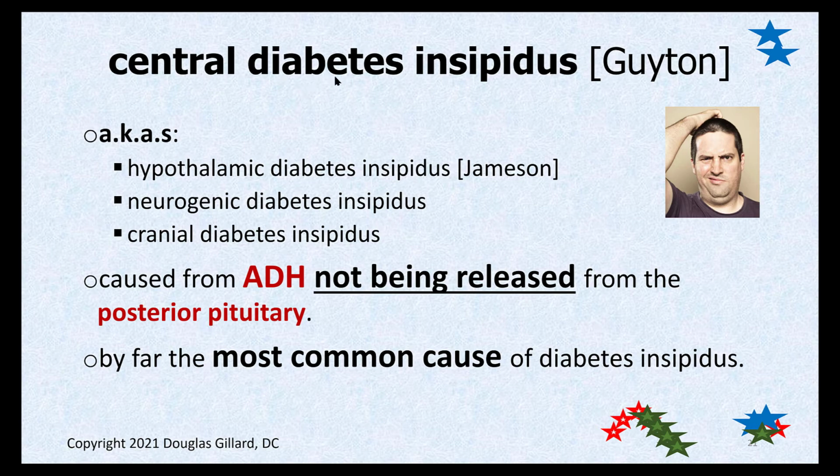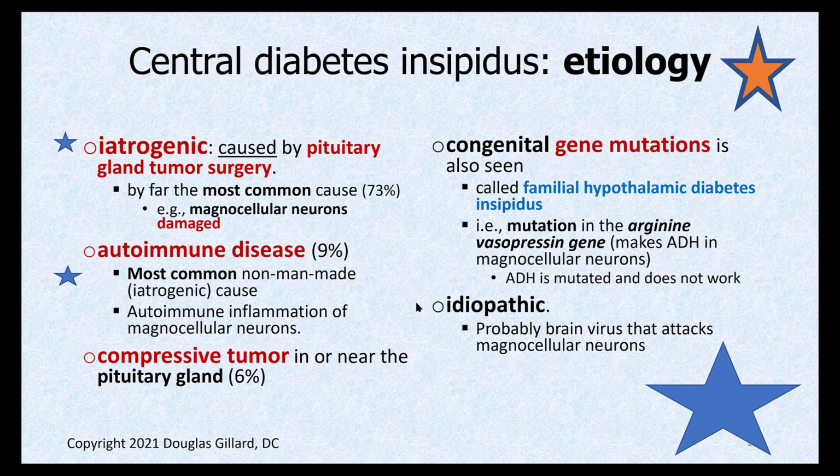What's the cause of this one? This means antidiuretic hormone is not being released from the pituitary, period, end of sentence. By far the most common cause of diabetes insipidus is something went wrong with magnocellular neurons. Got it? And so what could go wrong with magnocellular neurons?